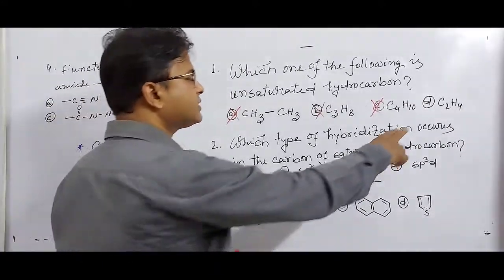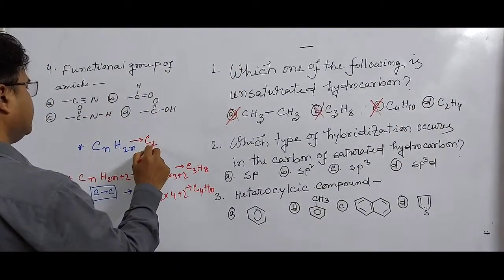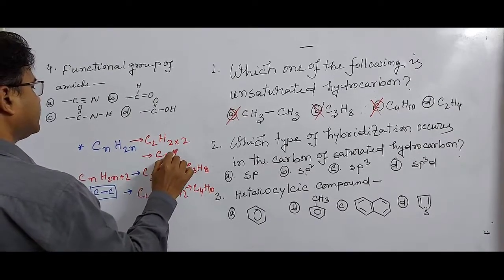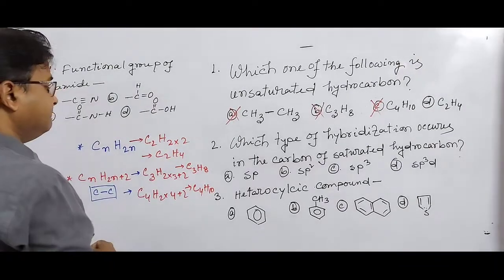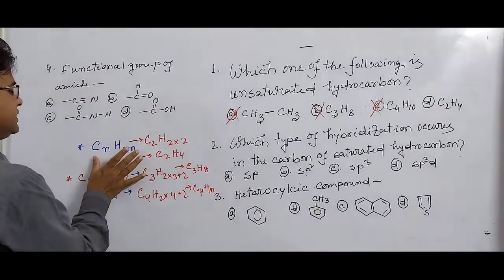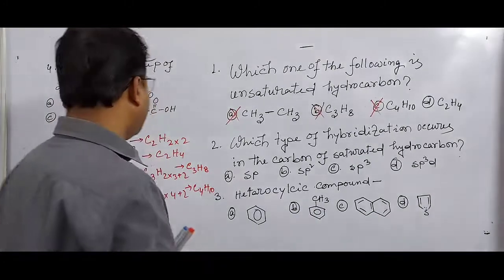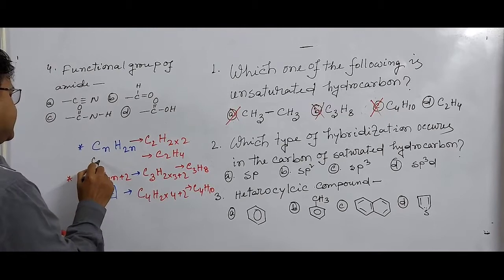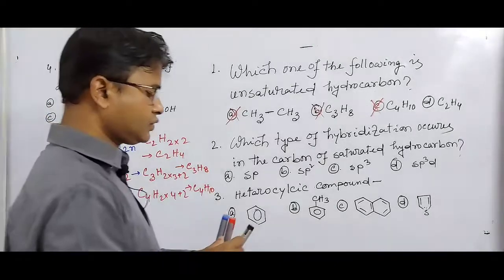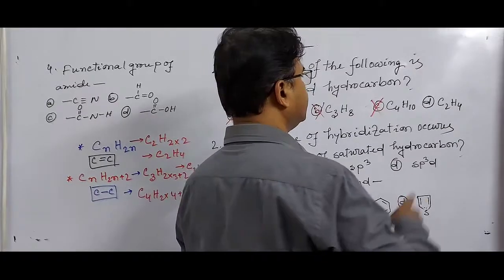Now if I put the value of n equal to 2 here, what will happen? C2H(2 into 2), so it will be C2H4. Students, this C2H4 formula matches with the general formula of alkene. So students, it will be the unsaturated hydrocarbon. It is stated that alkene contains a carbon-carbon double bond. So students, the answer will be option D.